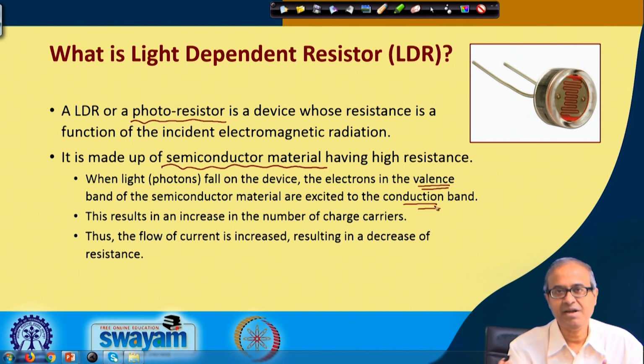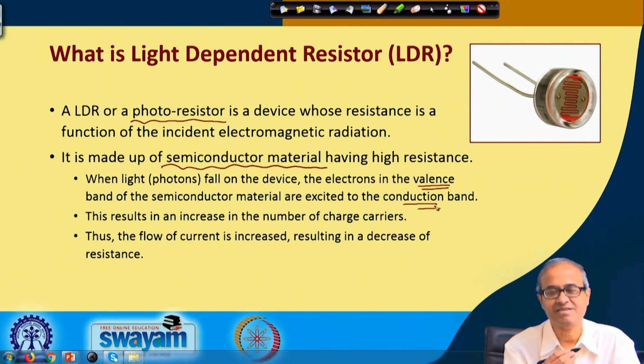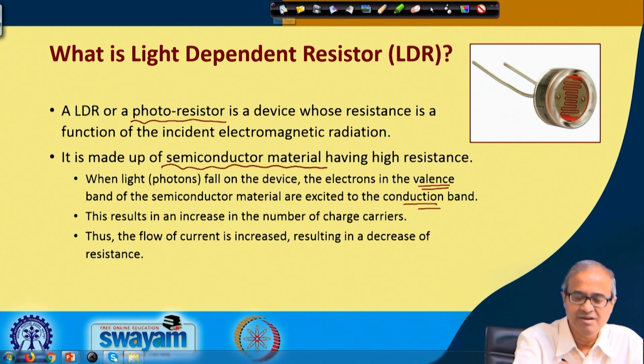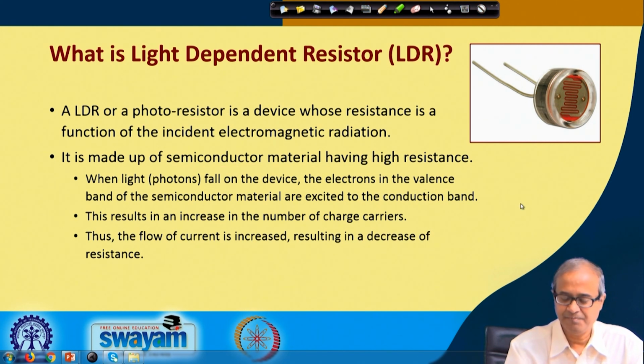If they move from the valence band to the conduction band, that means the electrons become more mobile, resulting in a reduction in resistance, because flow of electrons results in a flow of current, right. So, the more mobile the electrons are, the higher will be the current, and the lower will be the resistance. This is how, roughly, an LDR works.